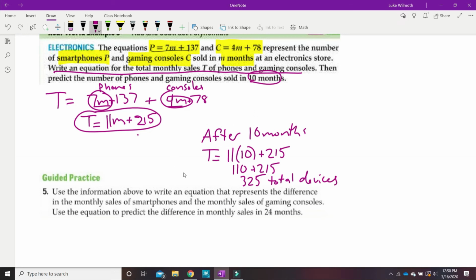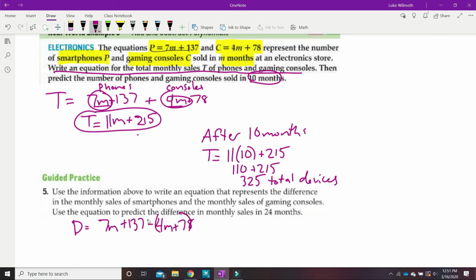All right, so at this point, pause the video, try and read this problem and figure out if you can see what it's asking and answer it. Okay, so it did say use the equation from before. Oh wait, it says use the information to write an equation that represents the difference between them. Why would I care about the difference between them? All right, we're going to find the difference. Equals, we're going to do 7M plus 137 minus 4M plus 78.